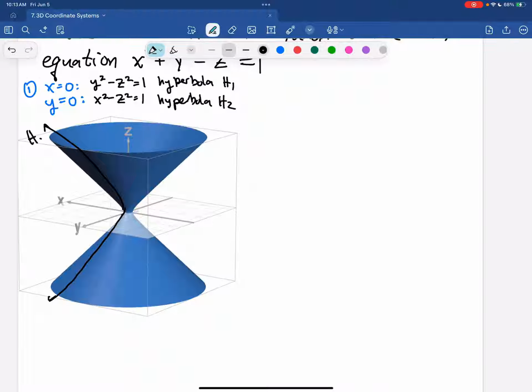This is h1. Maybe I should do a dotted line. Also h1. There we go. And then h2 is the one that's going to be in the y is equal to 0, so like the xz plane. Let's put that here.